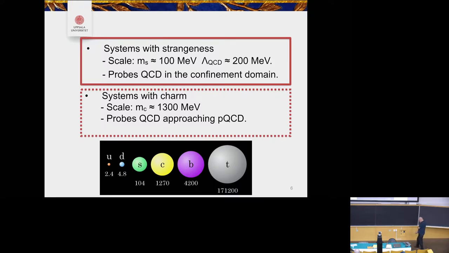Charmed hyperons are also available at PANDA, but I will not discuss that so much. But everything I say can be translated into charmed hyperons. It's just that you probe another length scale. And furthermore, the cross sections are much higher for strange hyperons, so that's what the focus will be at the start of PANDA.